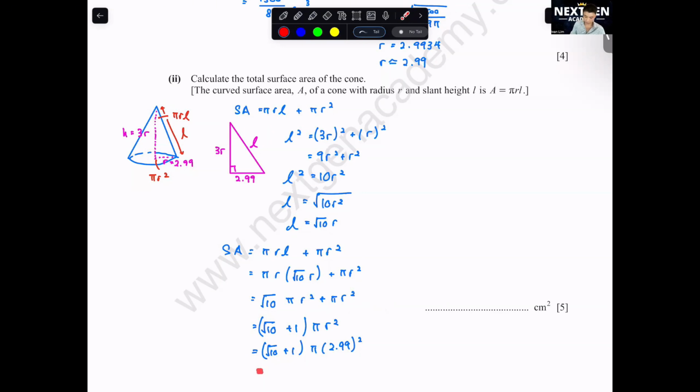Okay, your final answer, you should get 116.9. Okay, there's a range of answers that they accept over here. Okay, they say from 116.9 to 117. 117.7 is too big already. So check your calculation.